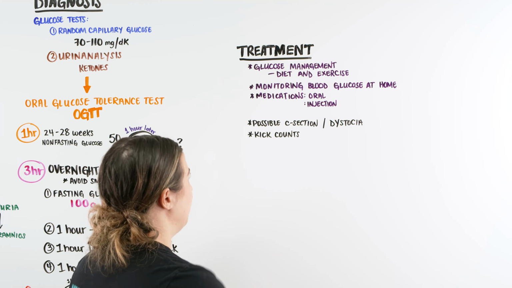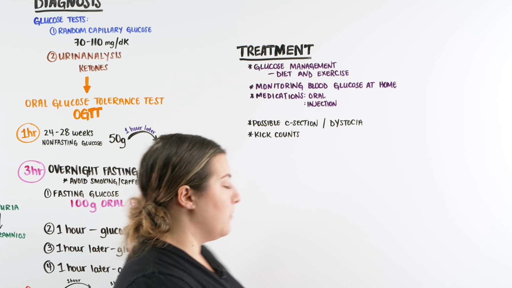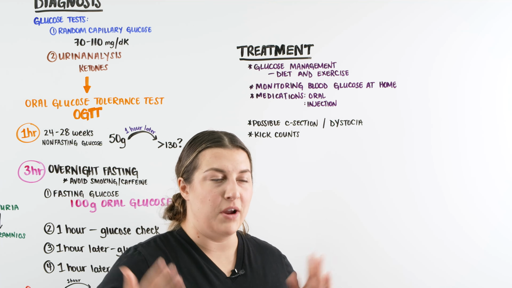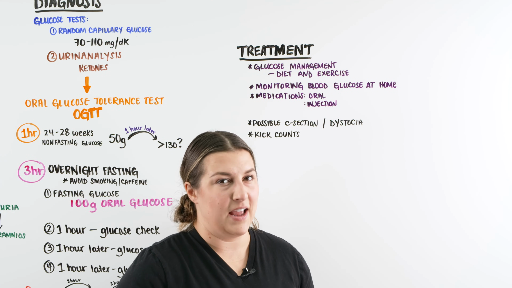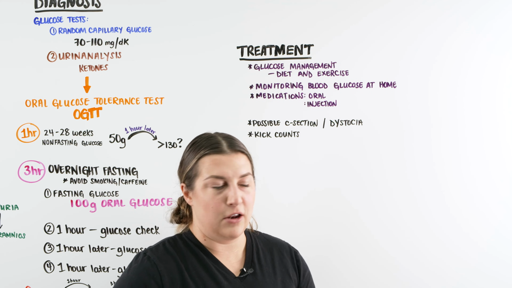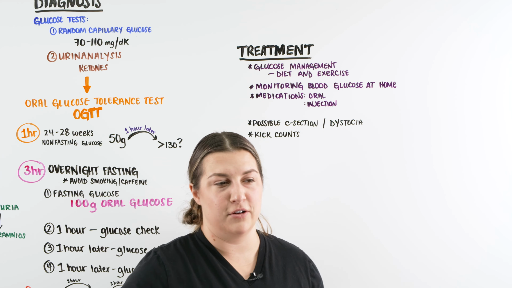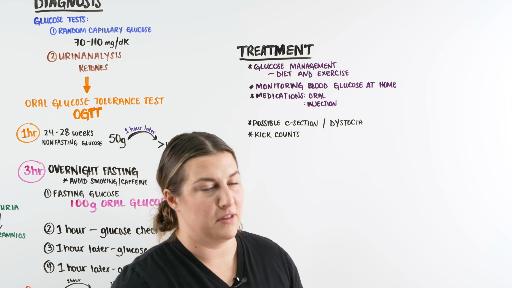So the big thing for them is going to be the glucose management, which ideally the goal is to regulate them in the beginning with diet and exercise. So teaching them to regulate their diet. They don't have to go straight on keto. They don't have to eliminate all carbs. There just has to be that give and take, that balance within their diet.